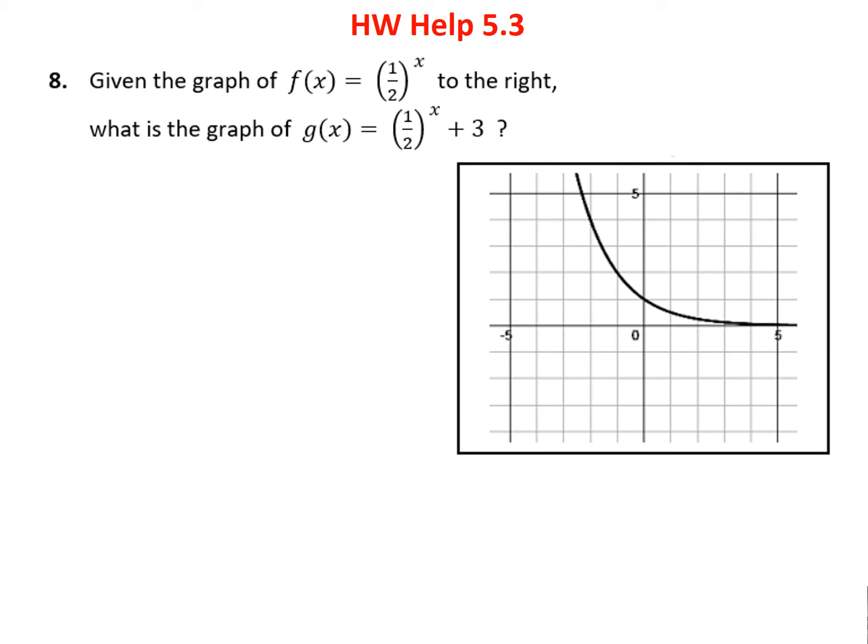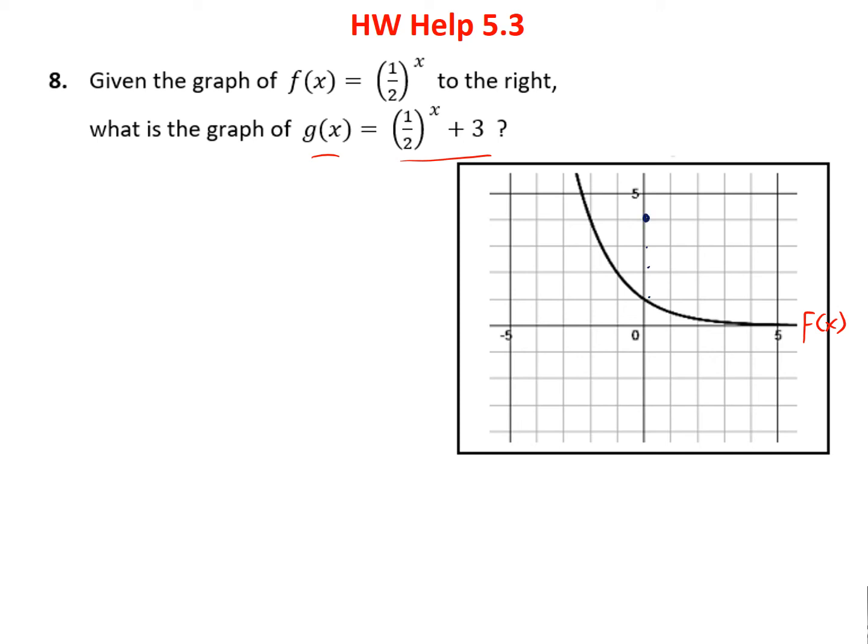Problem 8 says, given the graph f of x equals 1/2 to the x to the right. In other words, what they're saying is this graph here is f of x. Can you graph g of x where it's the same but you add 3? Well, this is fairly simple. Take any point, like this point here, and add 3. 1, 2, 3. So that's going to be a point.